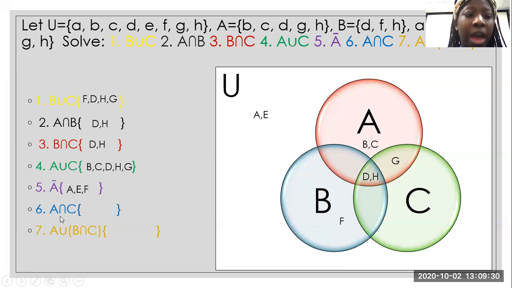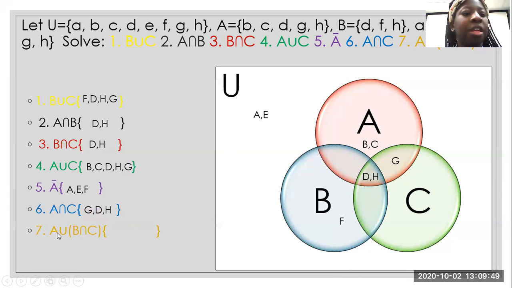Now we have A and C. So what's an A and C? So we look at A and C, what they have in common. We see G by themselves, but then we see D and H as well. So the answer will be G, D, and H.